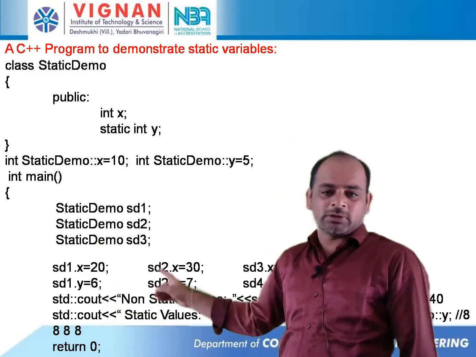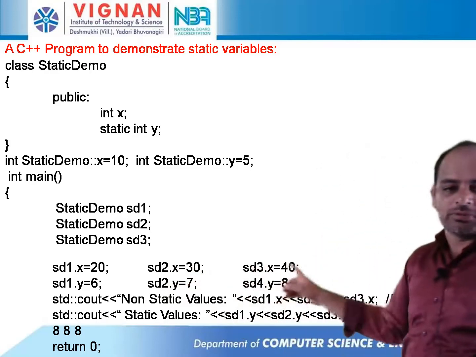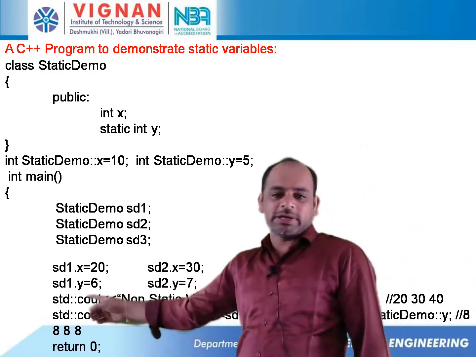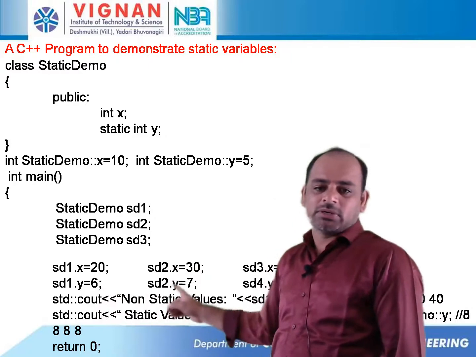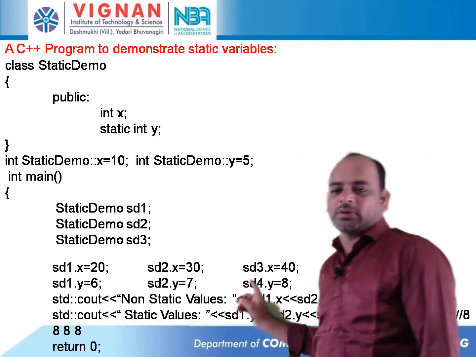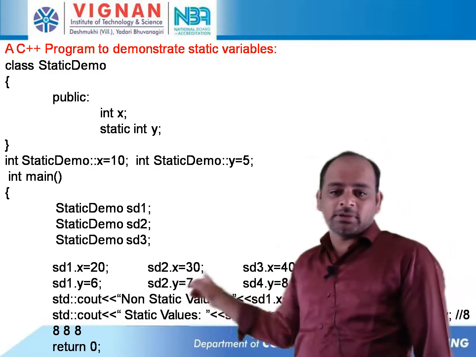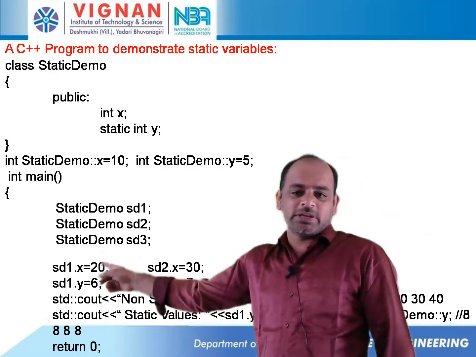SD2, that is the second object, dot x equal to 30, and SD3 dot x equal to 40. Now call the static member: SD1 dot y equal to 6, SD2 dot y equal to 7, SD3 dot y equal to 8. Because x is a non-static member, for every object one copy of x will be created.